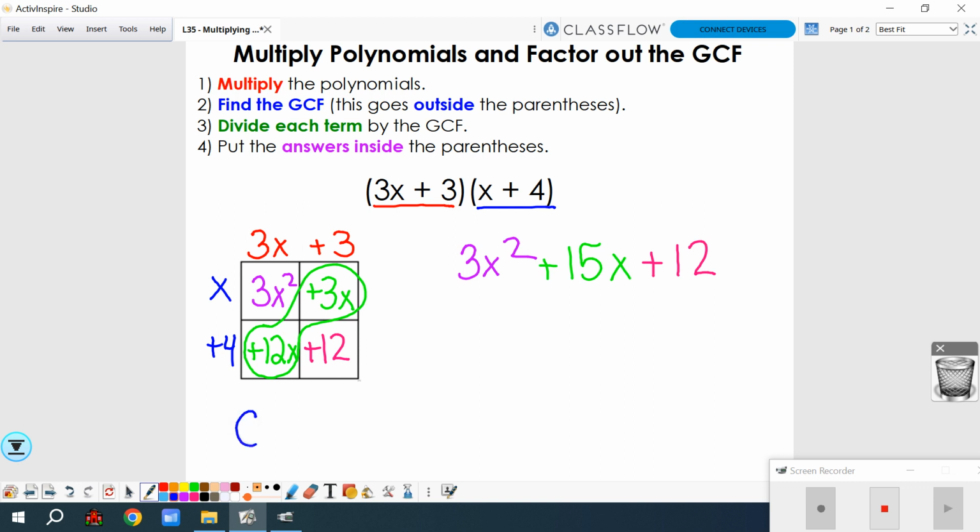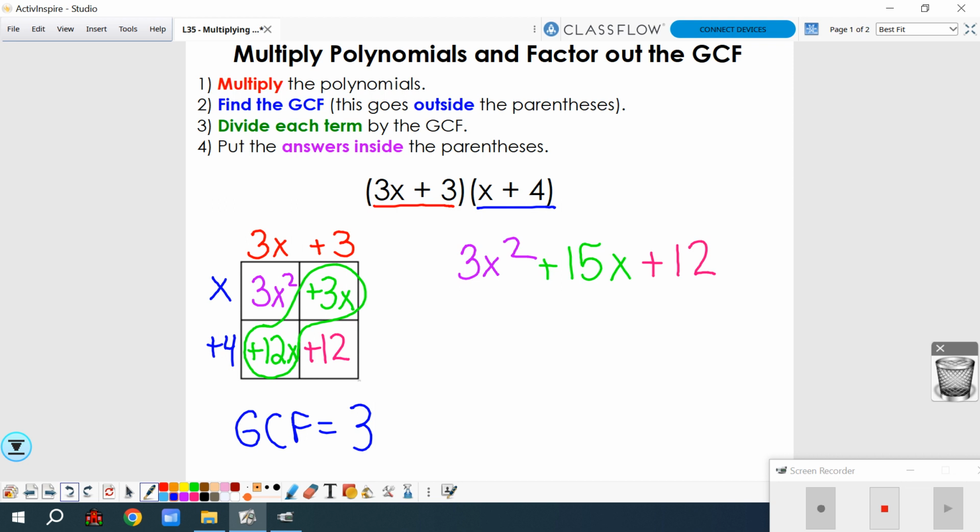Your GCF is going to be the biggest number that all three of these terms can be divided by. So I'm looking for a number that I can divide 3 and 15 and 12. The easiest way to do this is to start with your smallest number, 3. And if all the other terms can be divided by 3, then that's going to be your GCF. So in this case, it is going to be 3 because all these terms can be divided by 3. Now, there are no variables that we're going to pull out because this 12 does not have an x with it. In order for the variable to be part of the GCF, it has to be in all the terms.